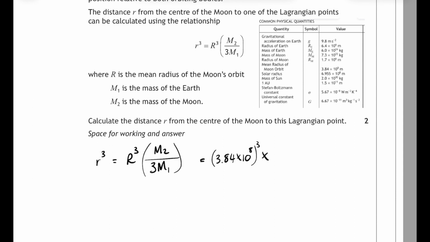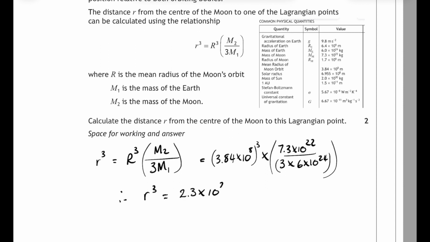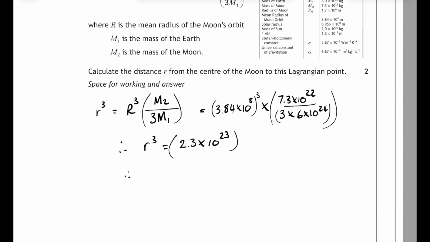M2 is the mass of the Moon. It's 7.3 times 10 to 22, and then 3 times the mass of the Earth. Mass of the Earth, 6 times 10 to 24. And then it's just a case of plugging all that into your calculator and working out r cubed first. So that's 2.3 times 10 to 23, and then cube root it. Gives you your final answer of 6.1 times 10 to the 7 metres.